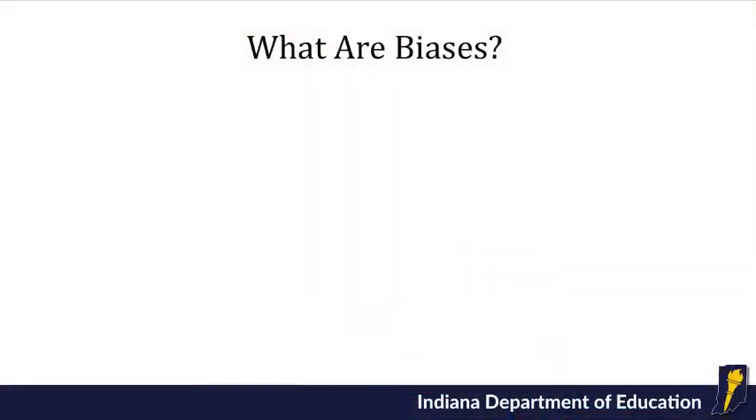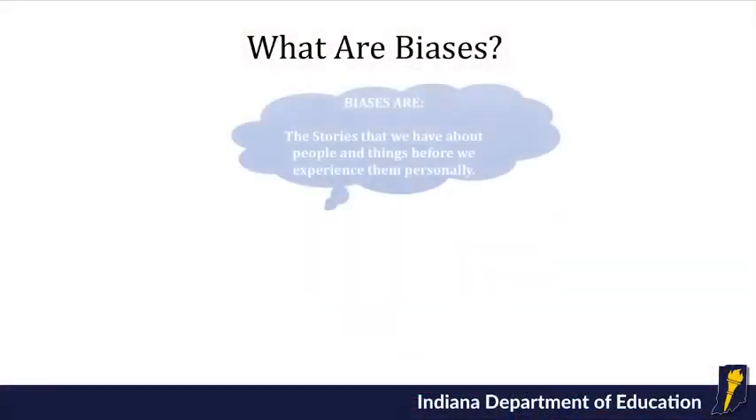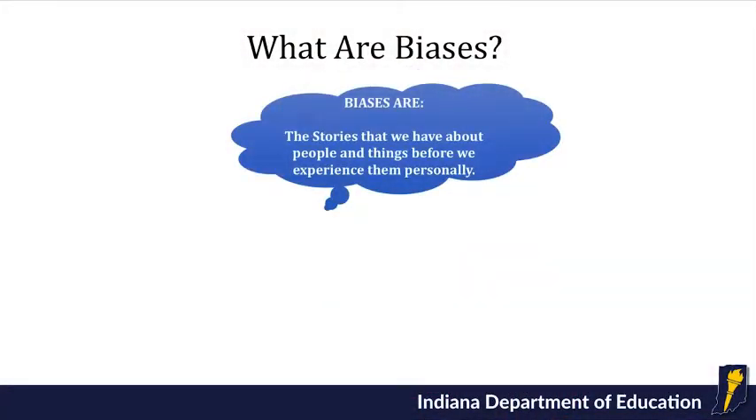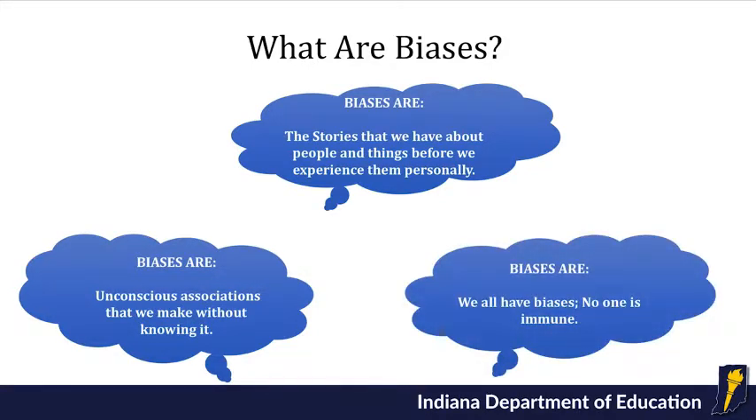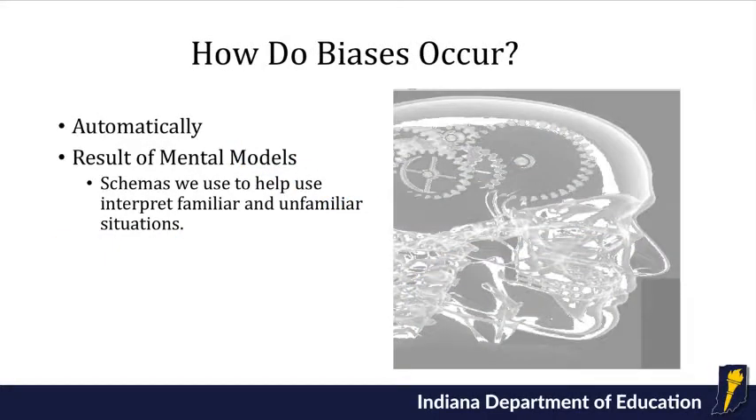In everyday language, you can think of biases as the stories that we have about people and things before we experience them personally. Biases are those unconscious associations that we make even without knowing it. And one of the most important things to remember about bias is that we all have biases. No one is immune. Now, you might be wondering how biases occur.